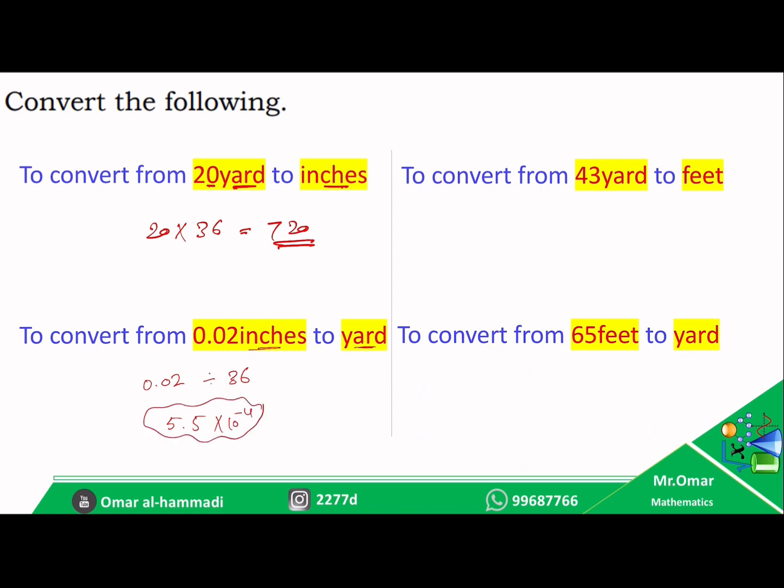It's okay. Convert 43 yards to feet. From yard to feet we just multiply by 3. So multiply 43 by 3. It will give us 129. To convert from feet to yards, we just divide by 3. 65 divided by 3 will give us 21.666, something like that.